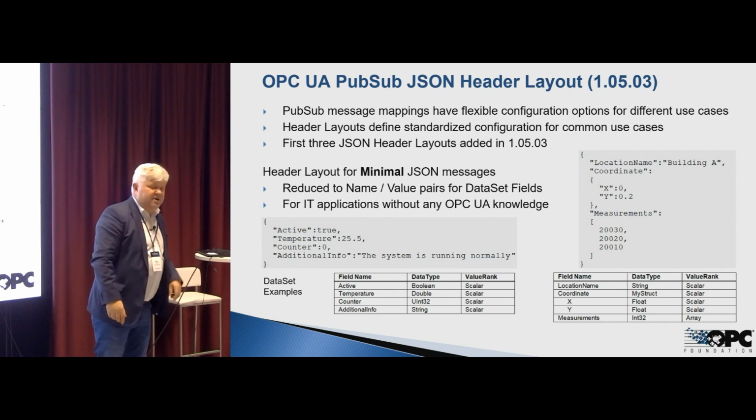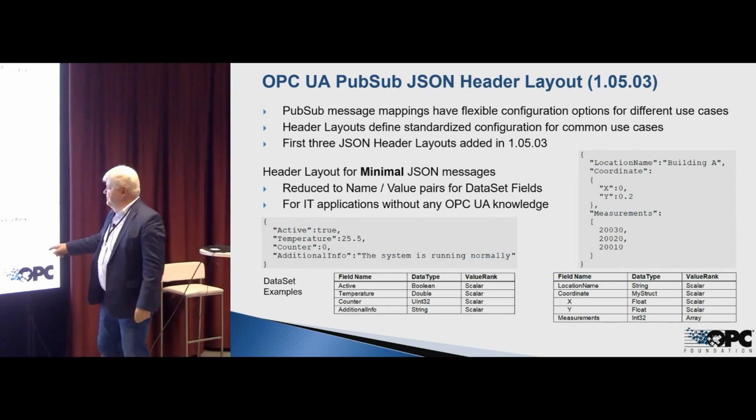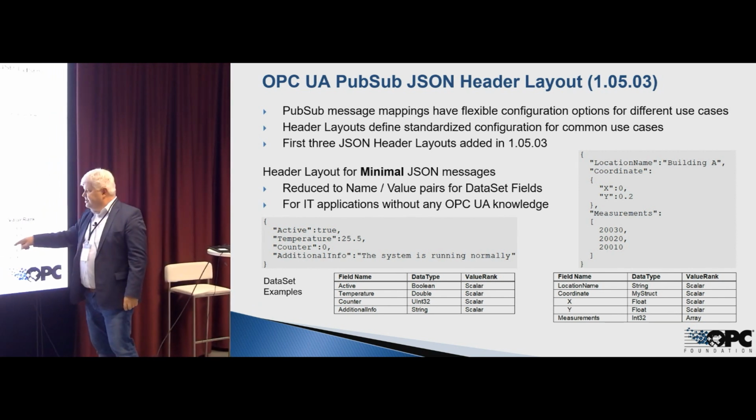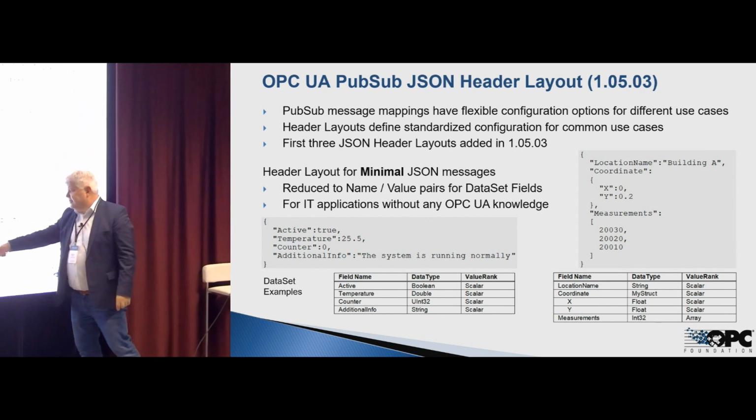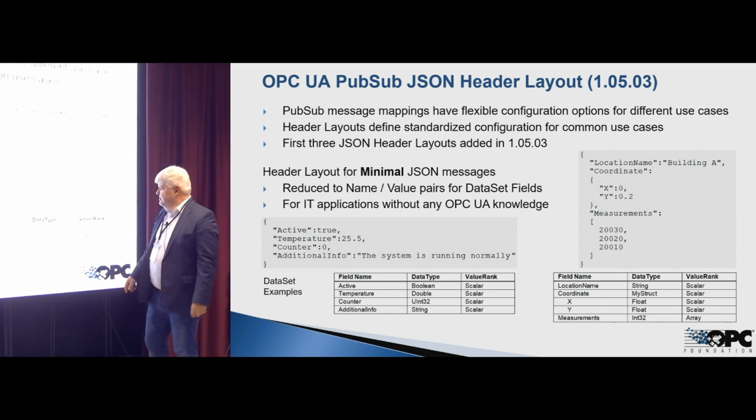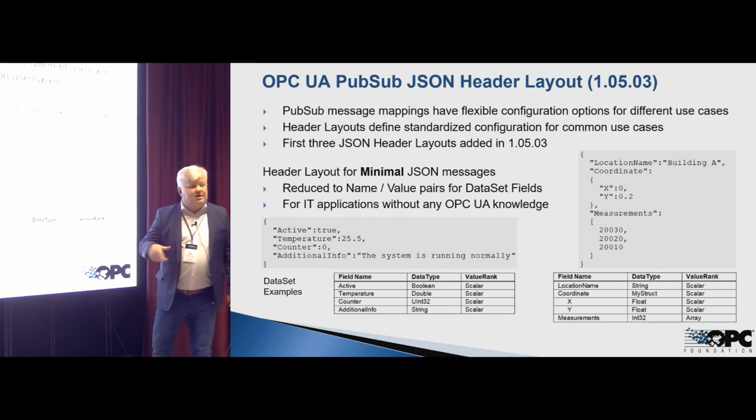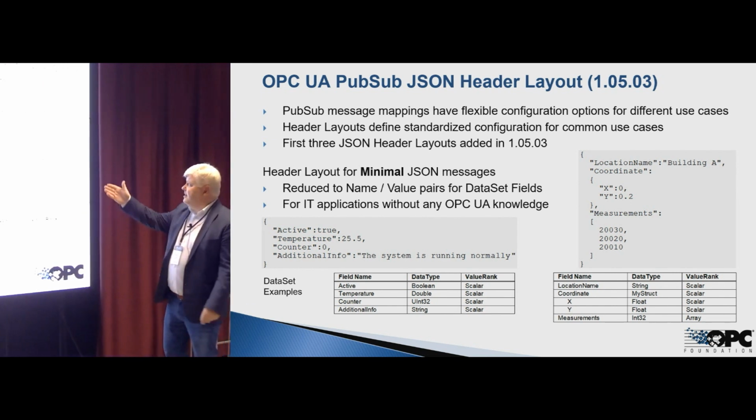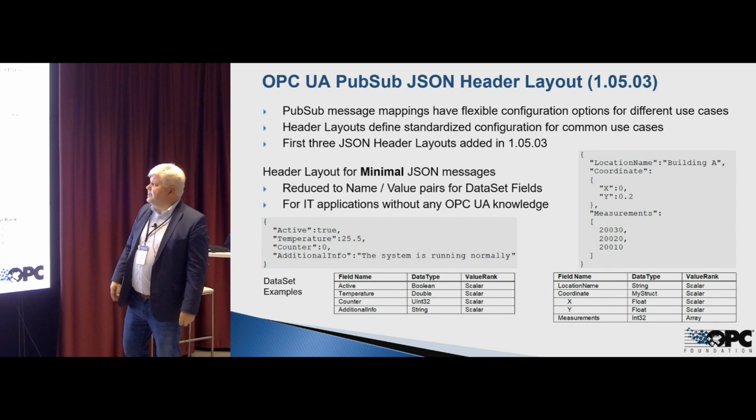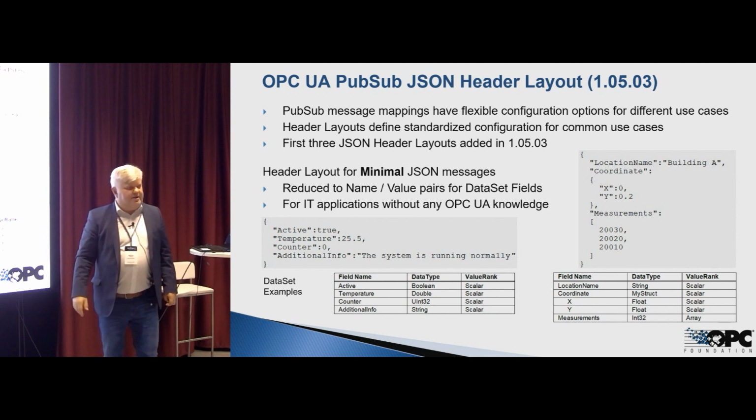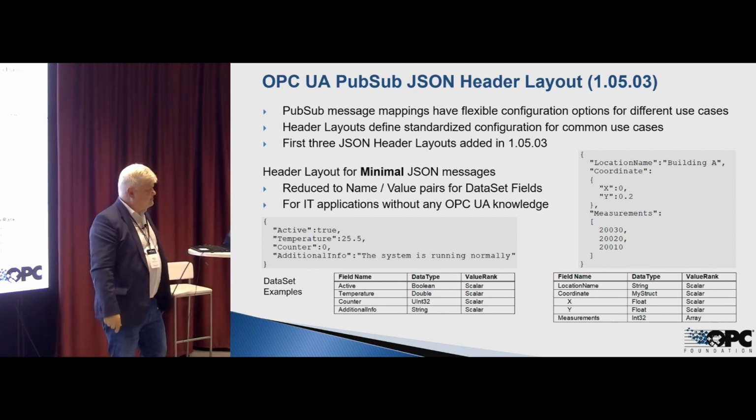And if you have variables that are structured, like in this case, the coordinate is a structure with 2 values, and the measurement is an array of values. In this case, you then have JSON objects for the structure, or a JSON array for the array variable.